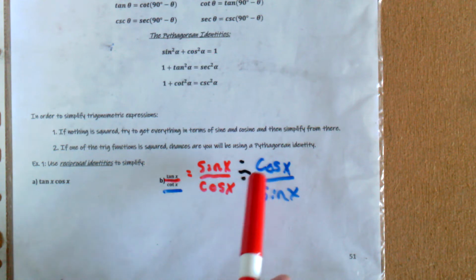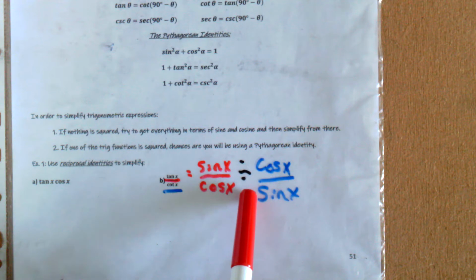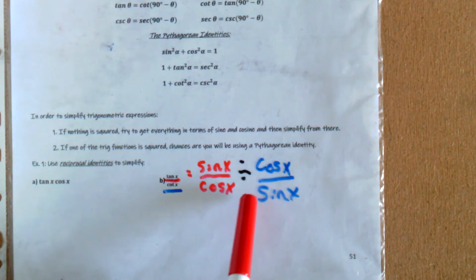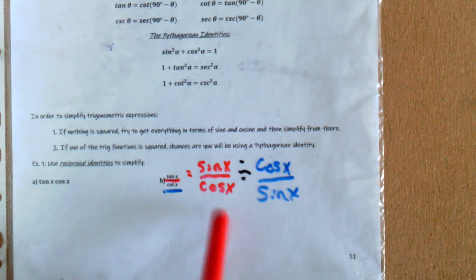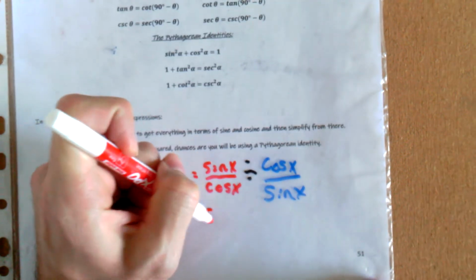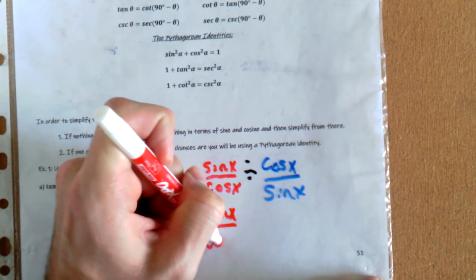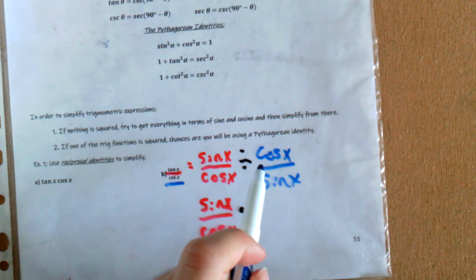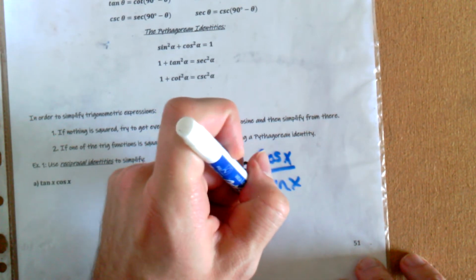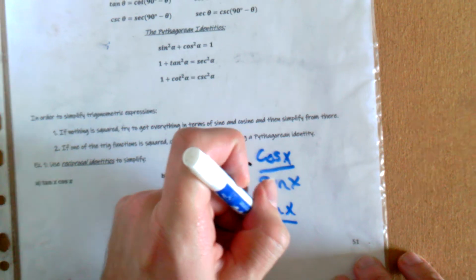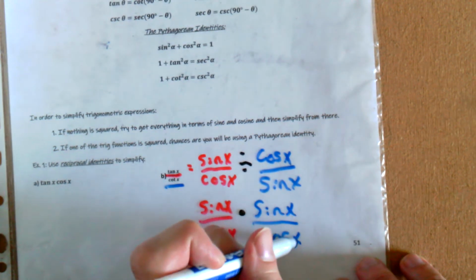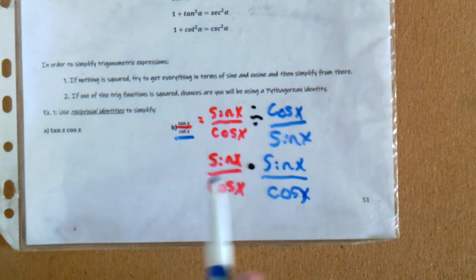Now remember when we're dividing by a fraction, we need to change it to multiplication and take the reciprocal of the fraction. In Delta Math, they call that keep, change, flip, because we want to keep our first term, or sine over cosine in this case. We want to change our division to multiplication. And we want to flip our fraction, or take the reciprocal. And now we just multiply straight across.